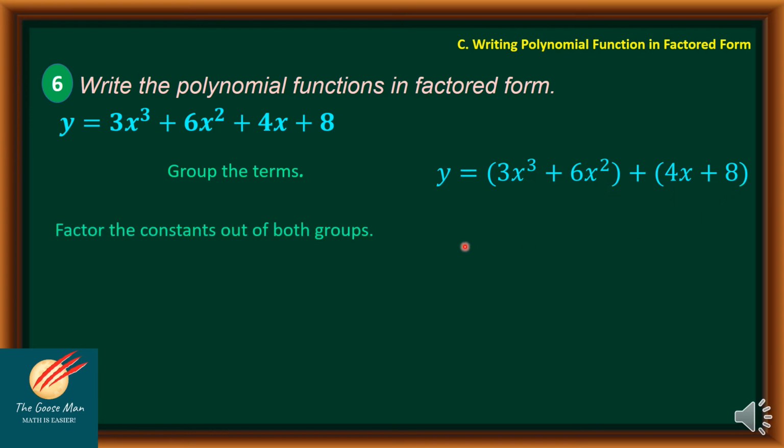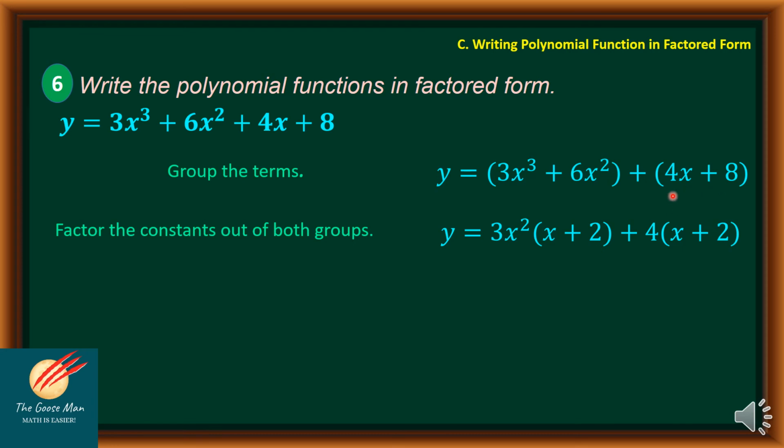So factor the constant on both groups. The greatest common factor of the first group is 3x squared, because the greatest common factor between 3 and 6 is 3, and the lowest exponent between x cubed and x squared is x squared. So again, 3x cubed divided by 3x squared is x. 6x squared divided by 3x squared is equal to 2.